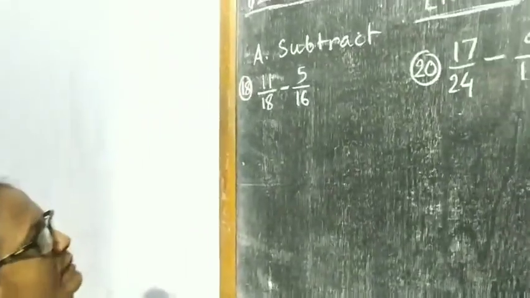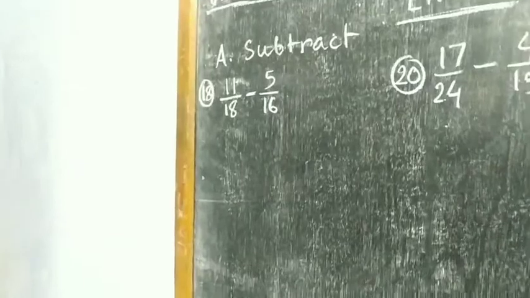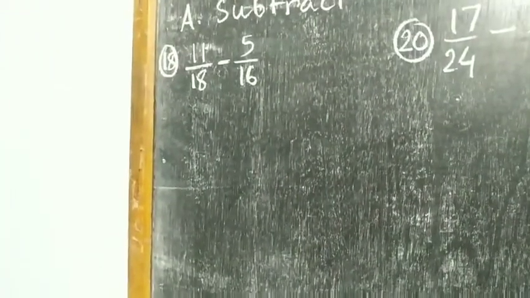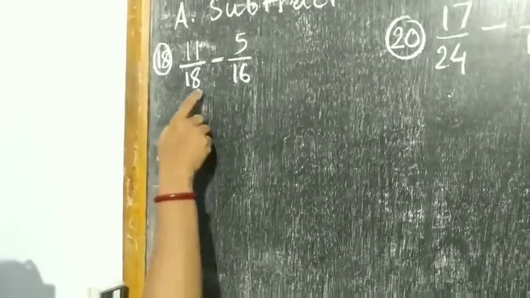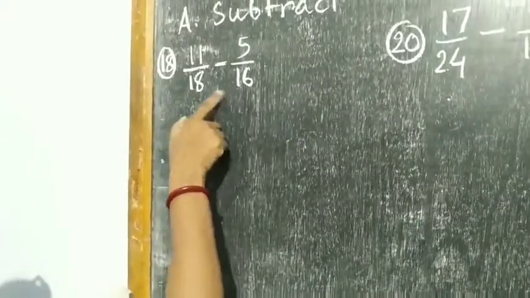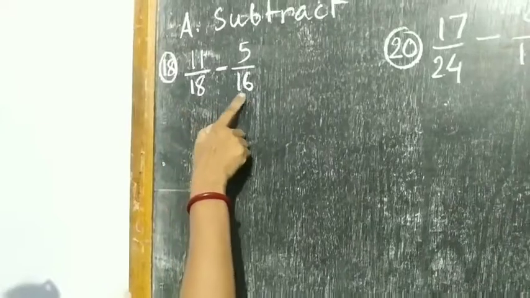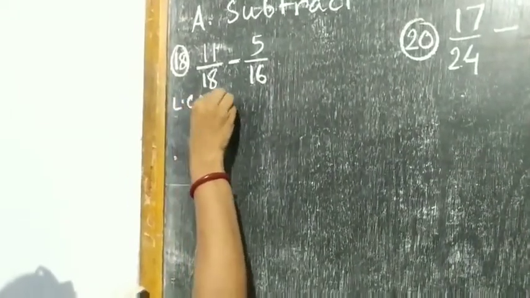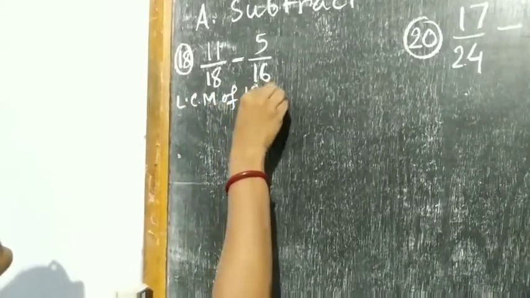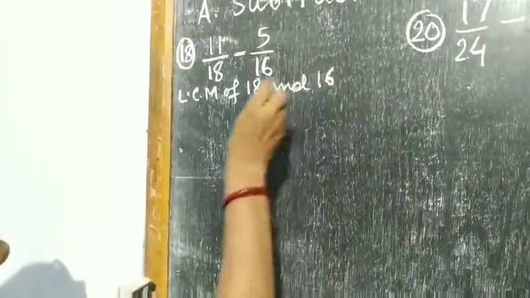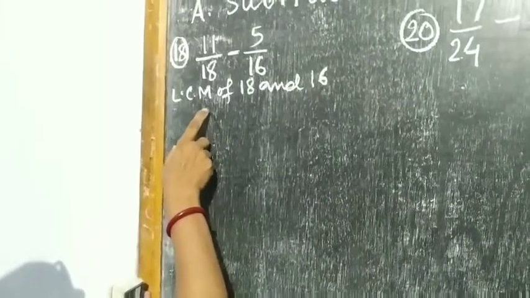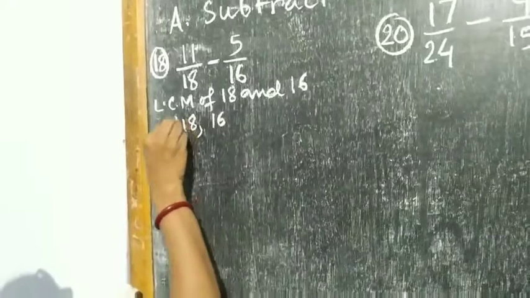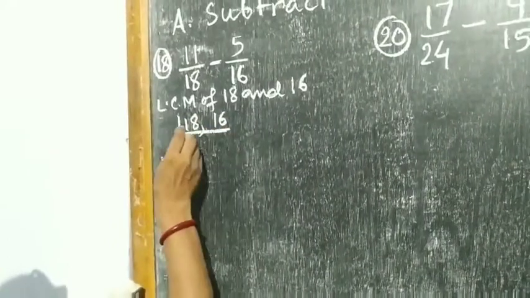Now children, let's do sum number 18. Sum number 18 is 11 by 18 minus 5 by 16. So let us take the LCM of the denominators 18 and 16. Here also I shall use the repeated division method to find out the LCM of 18 and 16. So write 18, 16 and find out the LCM.